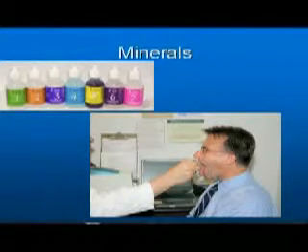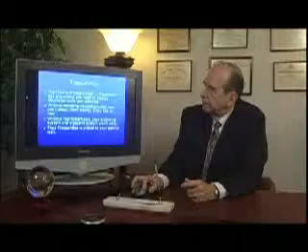The reason it doesn't work very well to do a blood test to test for minerals is because the majority of minerals, over 90% of the minerals, are in the tissues, and the blood is simply serving as a trucking system getting the minerals from place to place. So by testing the minerals, you'll find that you're often deficient in those.